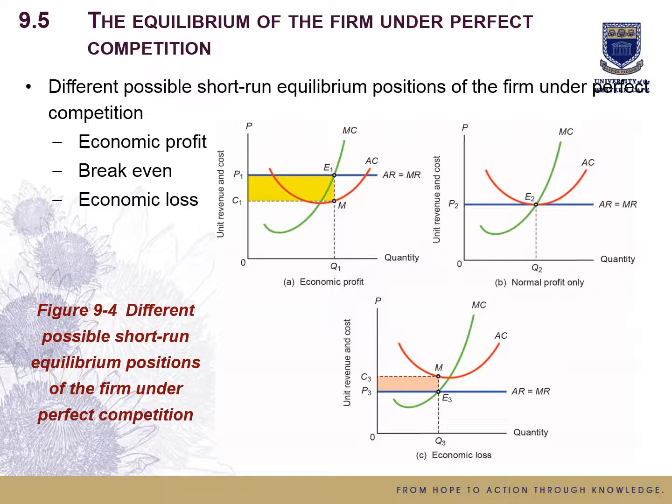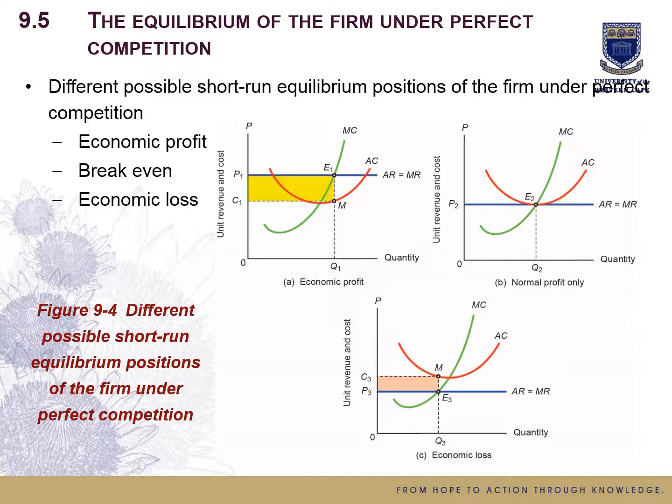The three conclusions we have just made can be illustrated more clearly by adding the average cost curve to our analysis. Recall that average cost includes both average variable cost and average fixed cost. The firm's profit per unit is therefore equal to the difference between average revenue and average cost. In figure 9.4, we measure unit revenue and cost on the vertical axis and quantities exchanged on the horizontal axis.